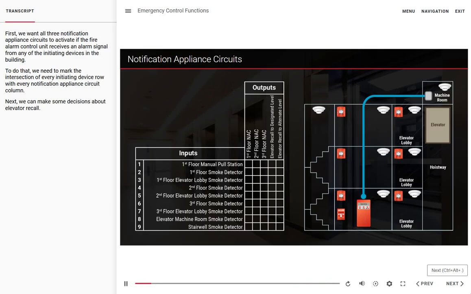First, we want all 3 notification appliance circuits to activate if the fire alarm control unit receives an alarm signal from any of the initiating devices in the building. To do that, we need to mark the intersection of every initiating device row with every notification appliance circuit column. Next, we can make some decisions about elevator recall.